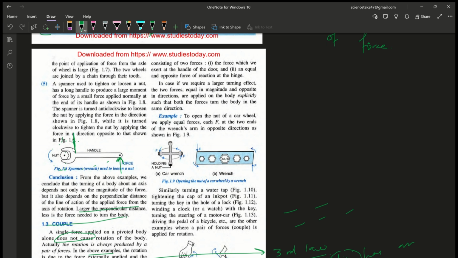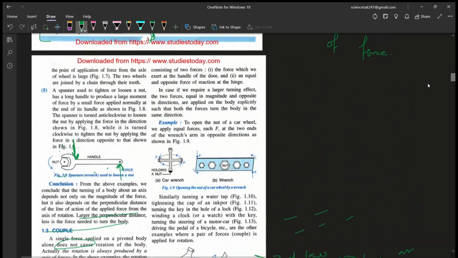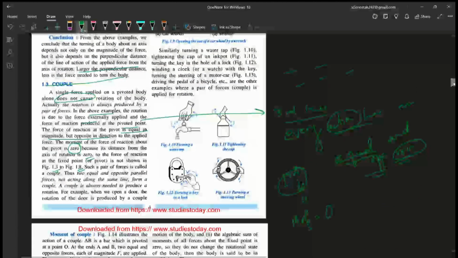Okay, this is coming in this direction. So what are we saying? In the same straight line. This is not happening in the same straight line. This is one direction, this is another direction, right? So opposite forces not on the same straight line. This is going to cause the coupled forces. Then a couple is always needed to produce rotation.